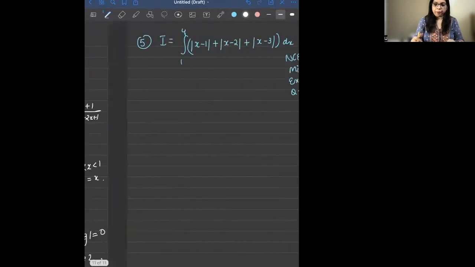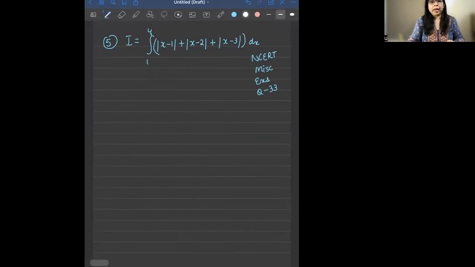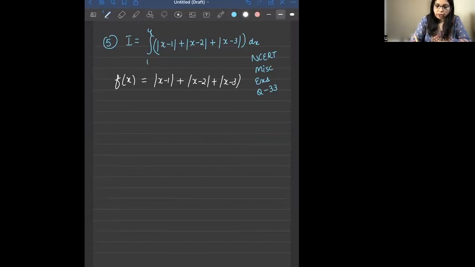So our last question is the NCERT miscellaneous exercise, question number 33. In this question, see, there is a difference. In this, 3 modulus terms are given. So what will we do in this case? Our function is |x − 1| + |x − 2| + |x − 3|. So we will put each term individually equal to 0 to find the critical points. So our critical points are 1, 2 and 3.